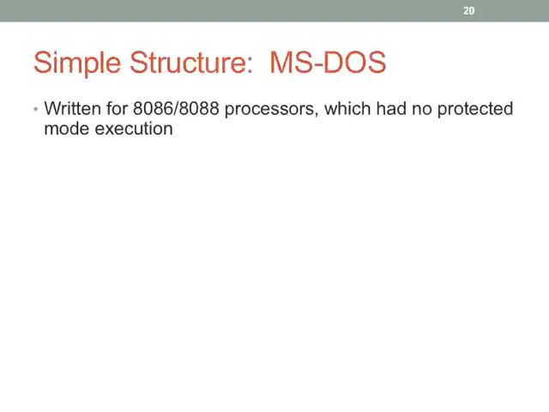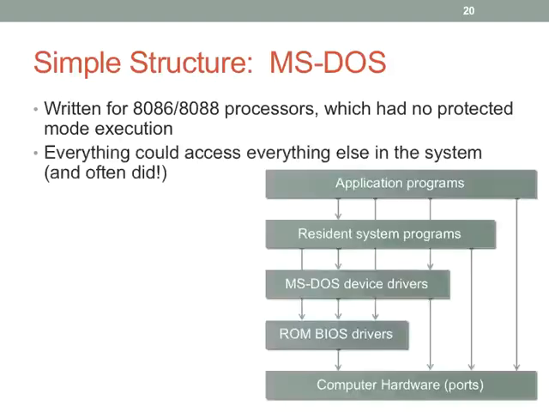Part of the reason why MS-DOS was so limited, and I have to be careful how I say that because I don't want to just bash on it, since I really enjoyed using it when I was a kid, is that the processors it ran on were also limited. There was no protected mode execution.